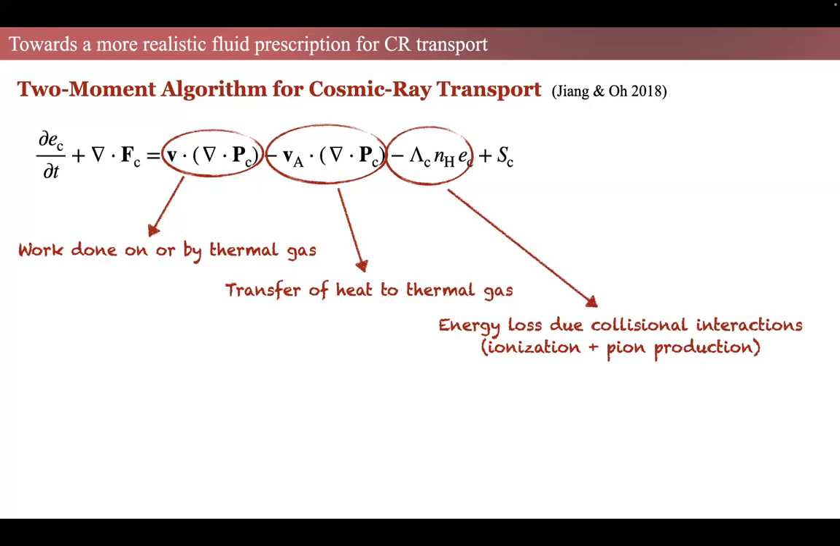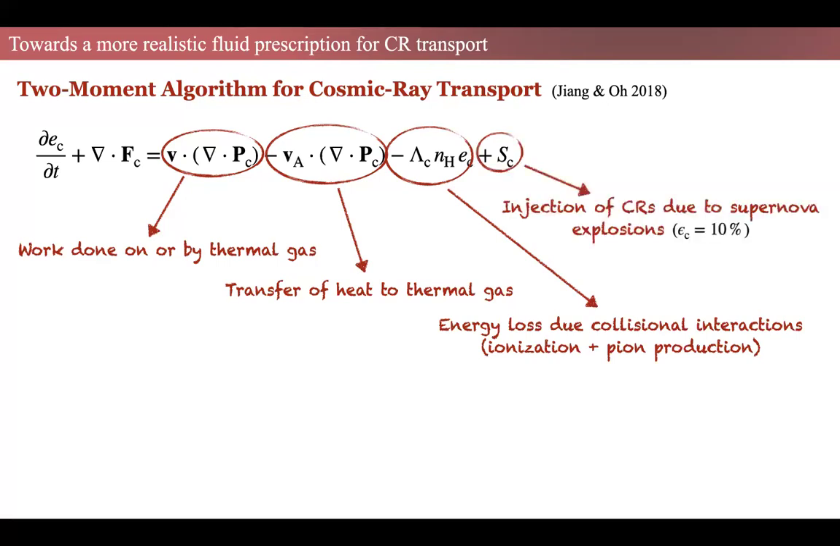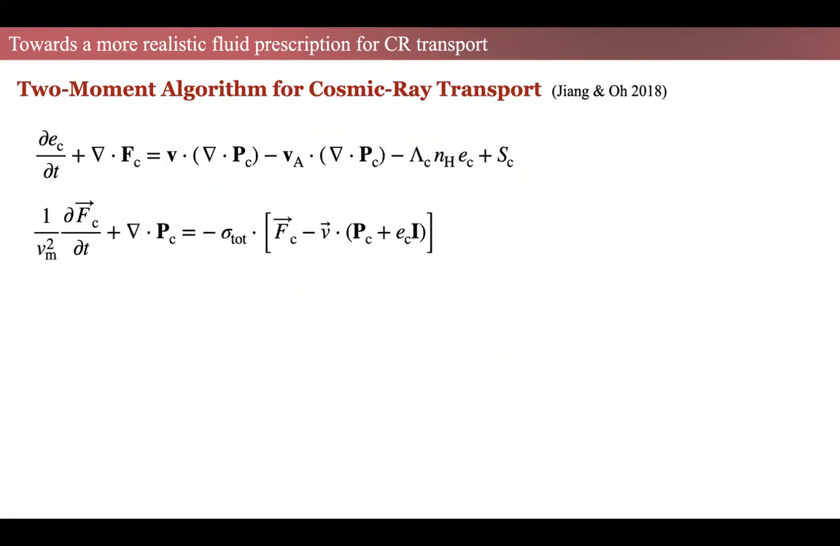And for GeV cosmic rays, the dominant collisional processes are ionization and pion production, while the fourth term describes injection of cosmic rays due to supernova explosions. And we assume that 10% of supernova energy goes into production of cosmic rays. The second equation is the equation for the evolution of the cosmic ray energy flux.